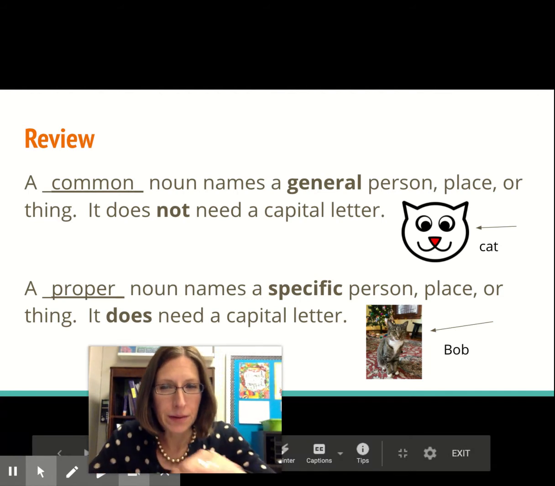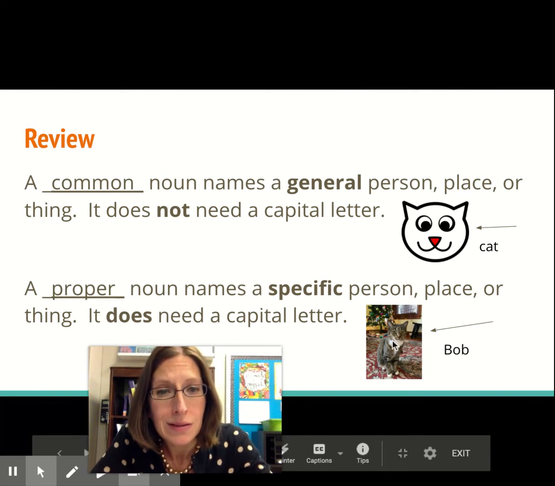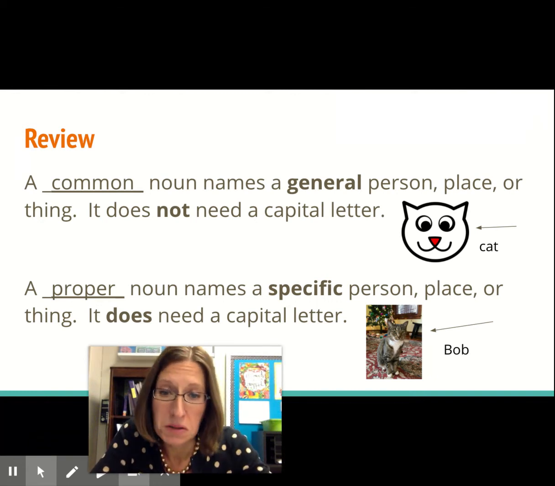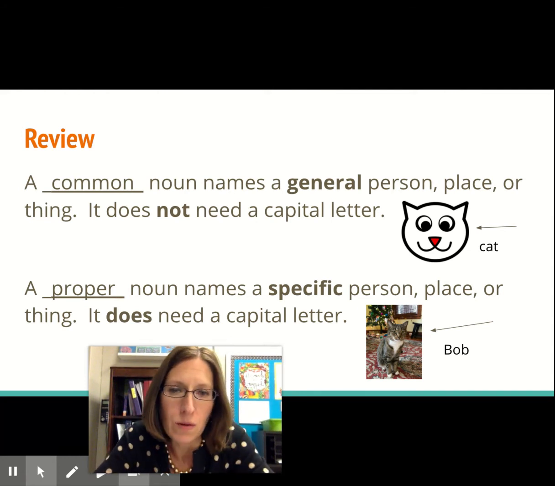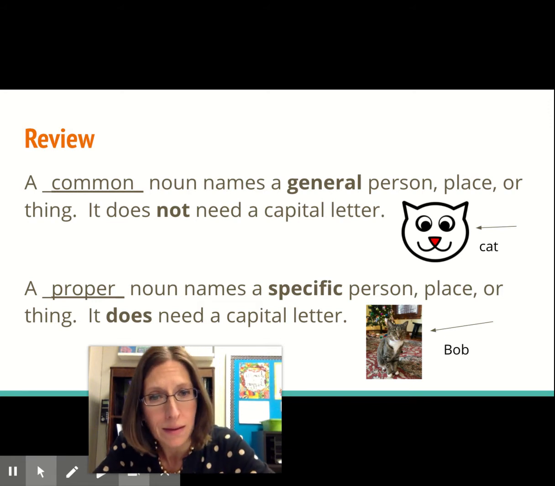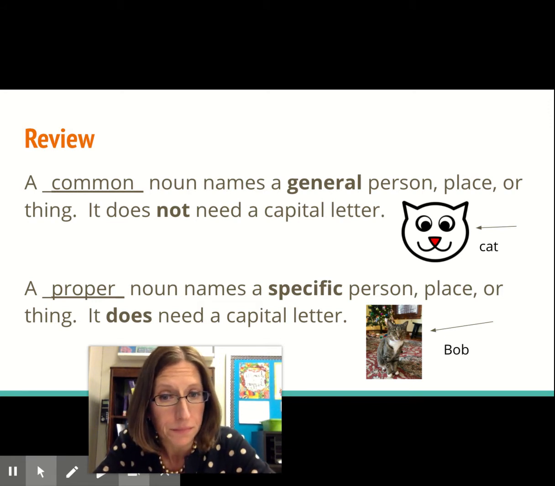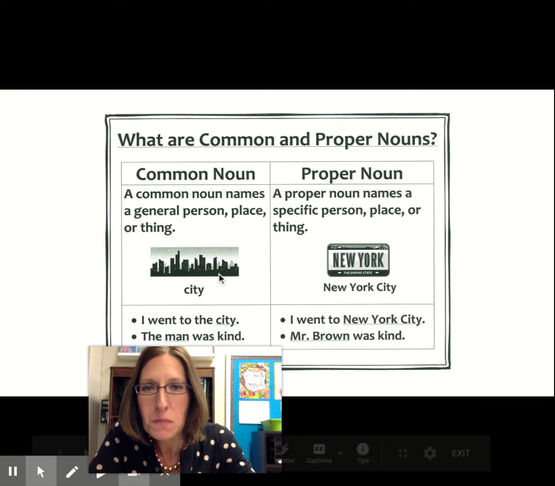Like this little cute cat down here. This is my cat, Bob. And she's a lady cat named Bob. And she is a specific cat. So if I was talking to Bob or about Bob, I would use a capital B because she is a proper noun. It's proper. It wouldn't be proper if you didn't have a capital letter. So there's Bob.